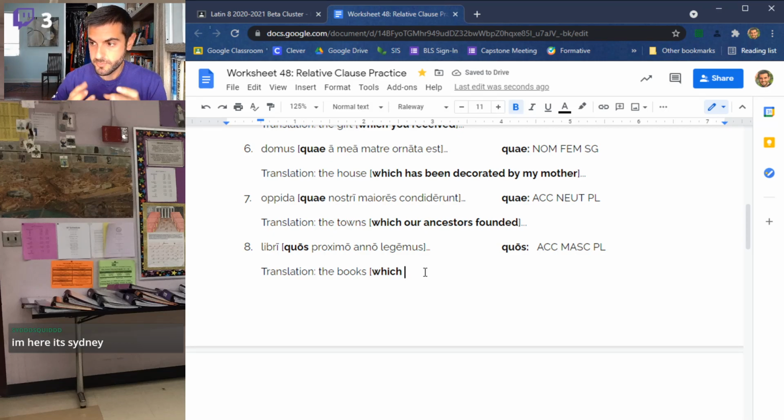since it's accusative, there's going to be some subject in there somewhere. Proximo anno is ablative. That's not my subject. Legemus, with a mus on the end, is going to tell me who my subject is. The books which we will read, that is a future form because it's lego, legere. So that E is in place of the Bobby Boo. The books which we will read next year. It's accusative because what will we read next year? We will read the books next year. They are the thing we will read. So that makes them the direct object, accusative.